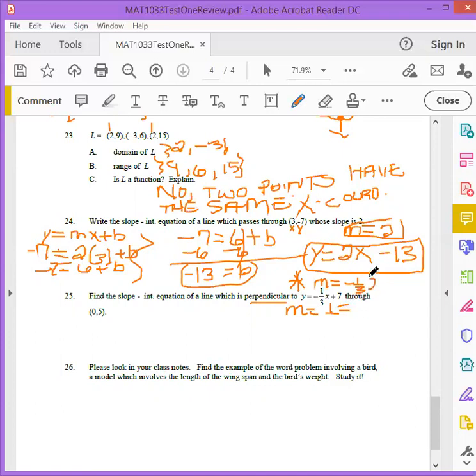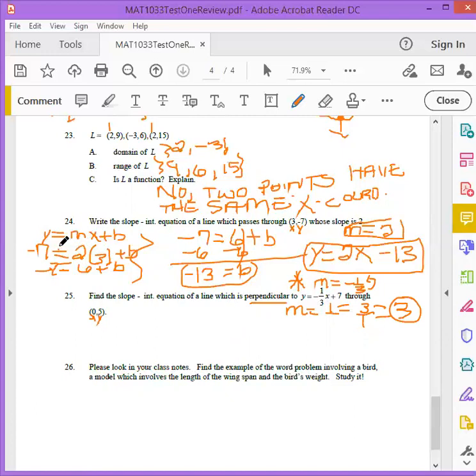Reciprocal, we want to flip the fraction, move the denominator to the numerator and the numerator to the denominator, and that becomes 3 over 1. This upside down T means perpendicular. 3 over 1 is the same thing as 3. So our slope is 3. We're moving through the point (0, 5). So now we need to find b.